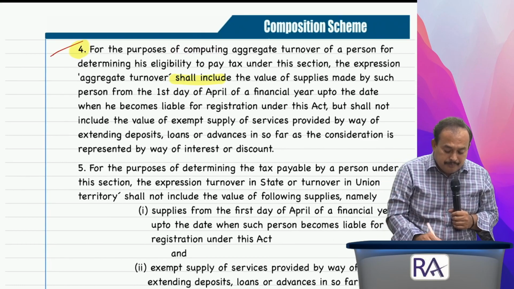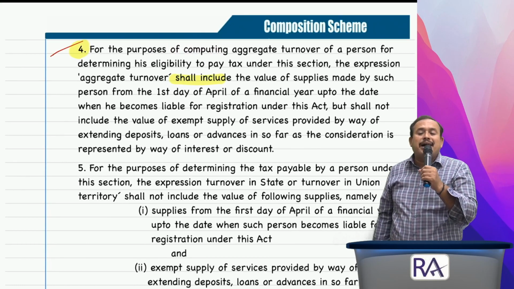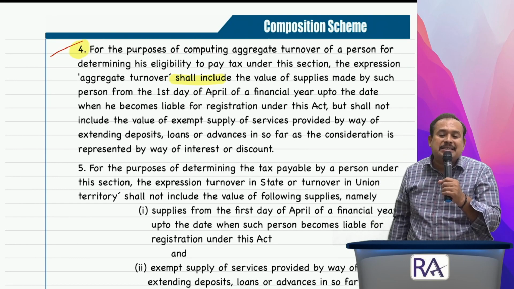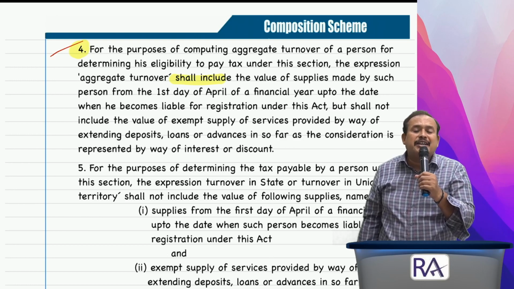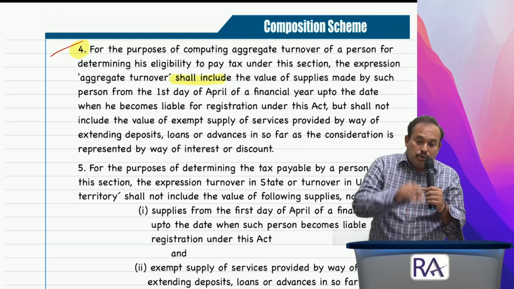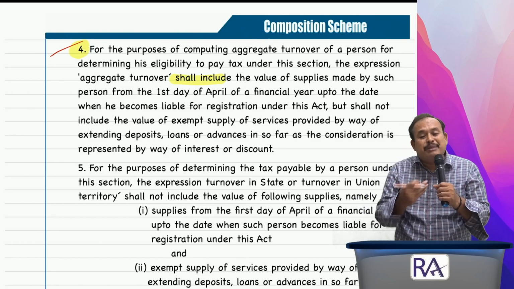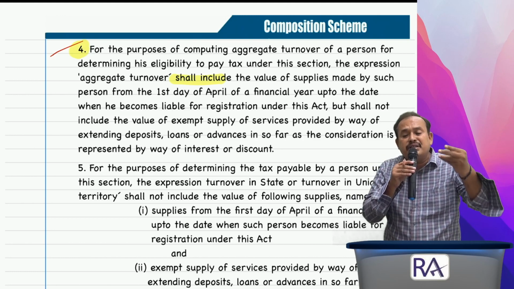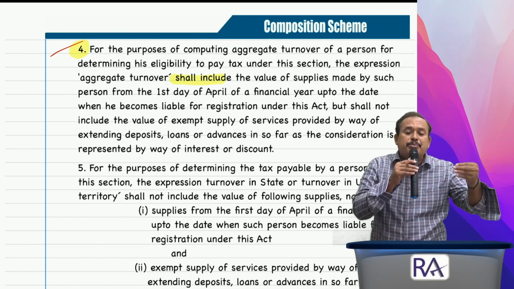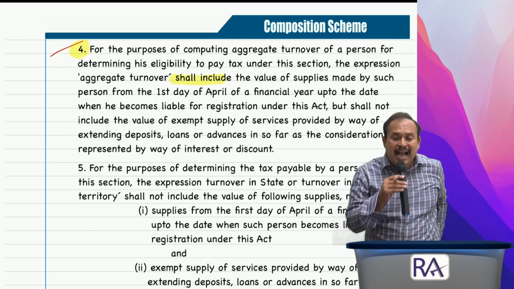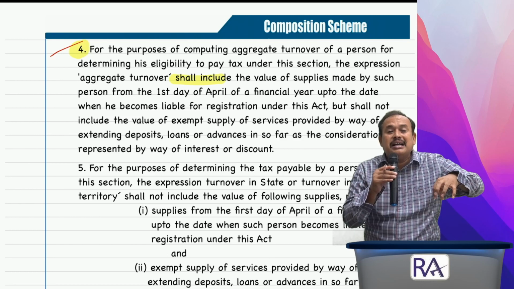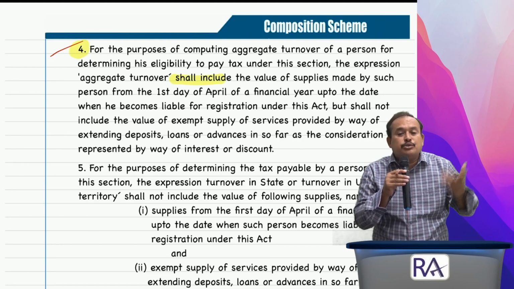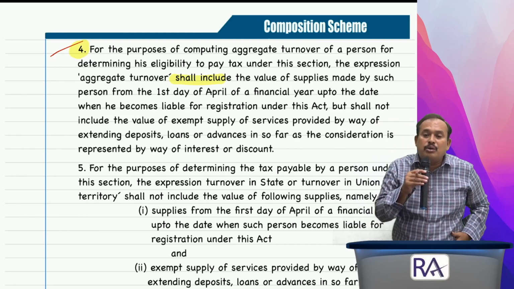Point number 4. For the purposes of computing the aggregate turnover of a person for determining his eligibility to pay tax under this section, the expression aggregate turnover shall include the value of supplies made by such person from the first day of April of a financial year up to the date when he becomes liable for registration under this Act. That also should be included when you go for eligibility purposes, but should not add interest on deposits, loans or advances.